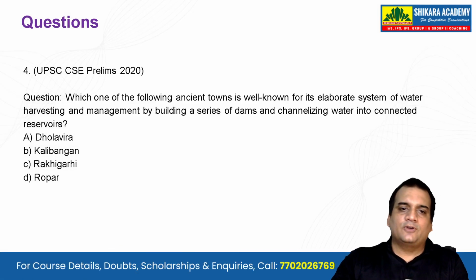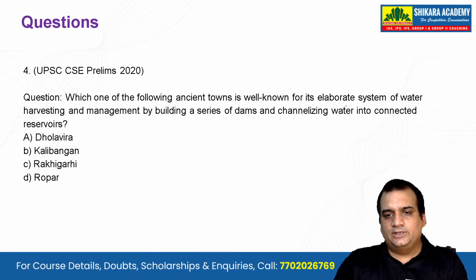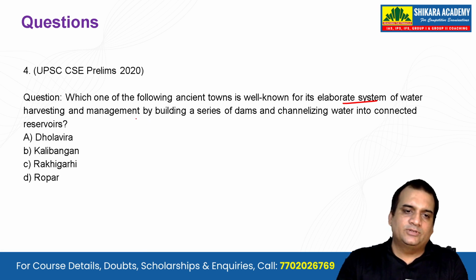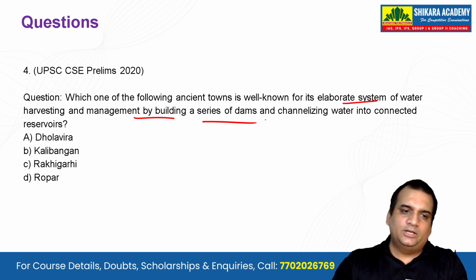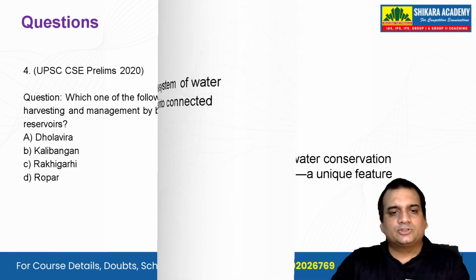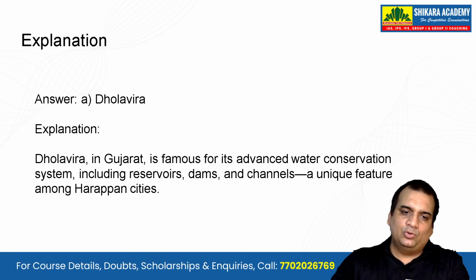Which one of the following ancient towns is well known for its elaborate system of water harvesting and management by building a series of dams and channelizing water into connected reservoirs? We saw it, guys, and the answer is Dholavira.